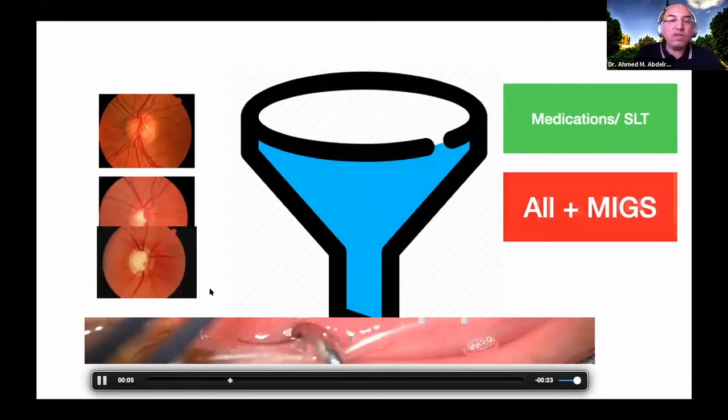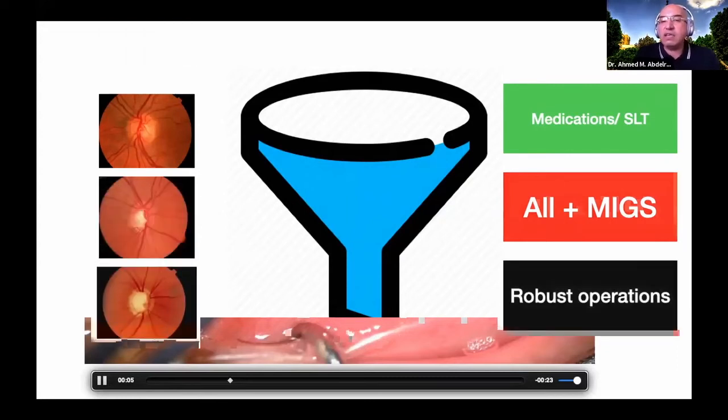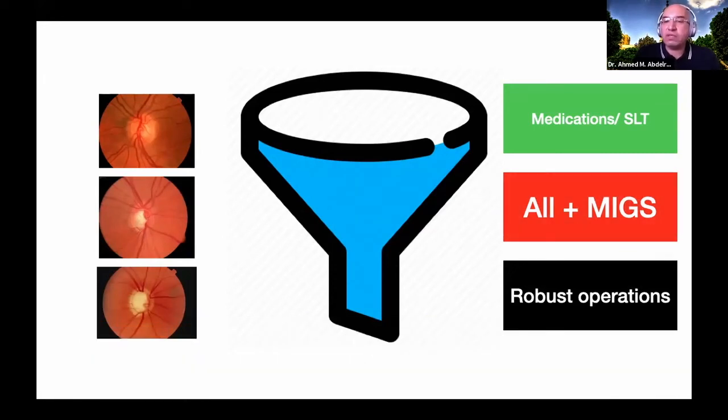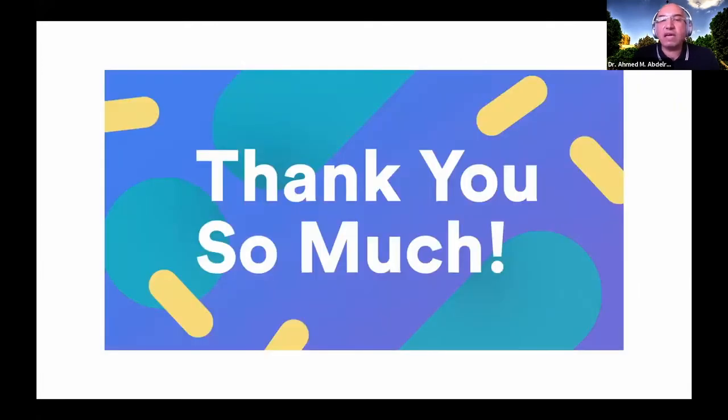But as we move to advanced disease, here we have only to use the robust operations. And the two robust operations are mitomycin trabeculectomy or mitomycin non-penetrating glaucoma surgery, or with implants, and in the hands of experienced people, with the glaucoma drainage devices, sometimes they go as the first option. But again, there is no role for MIGS in the patients with very advanced disease. They need a low intraocular pressure for quite a long period of time. And with that, I thank you very much.